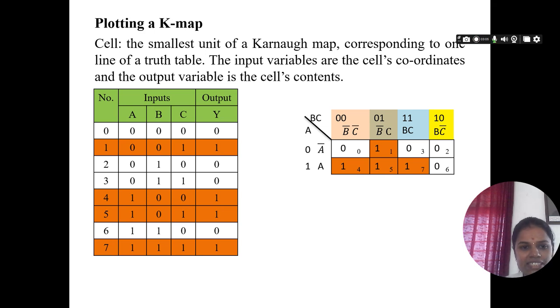Next we are seeing the plotting of a K-map. First we need to know about the cell. The smallest unit of a K-map corresponds to one line of a truth table. The input variables are the cell coordinates and the output variable is the cell content.